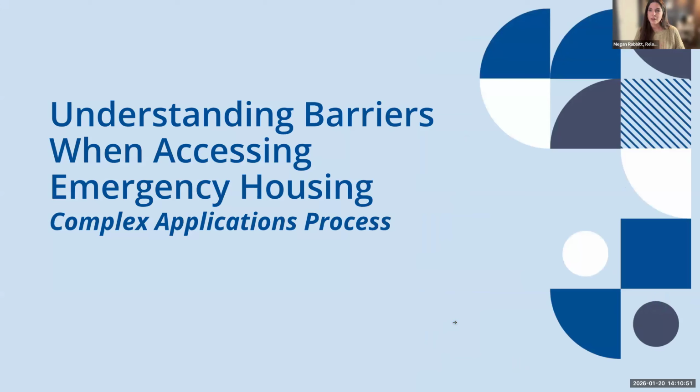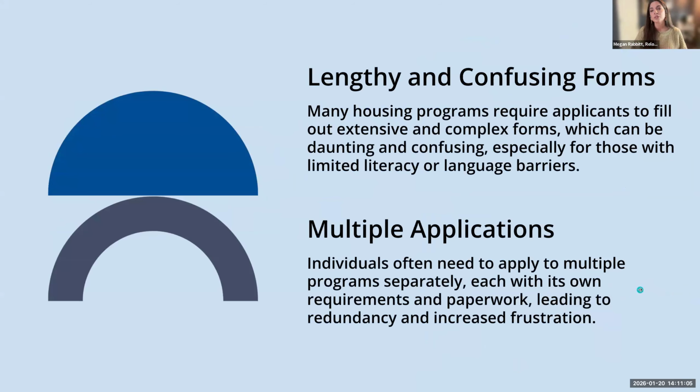So first and foremost, it is very important for us to understand the barriers that folks experiencing abuse face when trying to access emergency housing. We're going to go through some examples of the complex applications process. As most of you know, many housing programs do require applicants to fill out extensive housing applications. So this could be, from an emergency shelter's intake form all the way to transitional housing or permanent supportive housing, having full-fledged applications. These can be very, very lengthy and confusing and repetitive for survivors of gender-based violence to fill out, especially for those with limited literacy or language barriers. And we will talk more about that later.